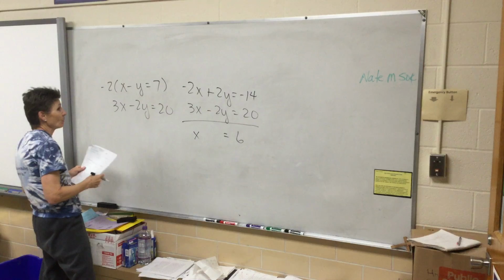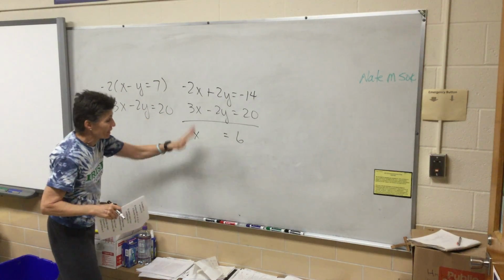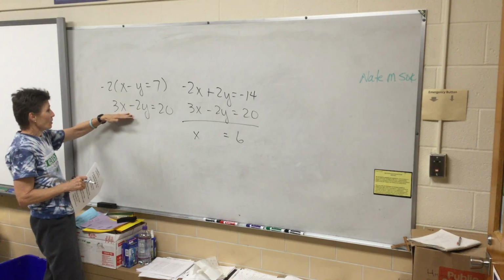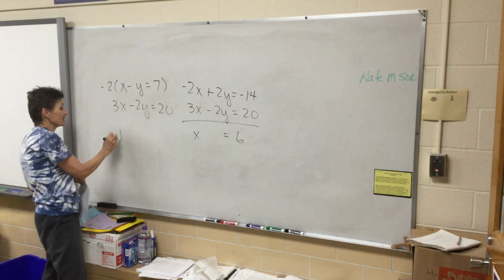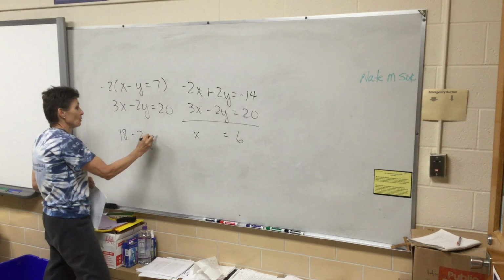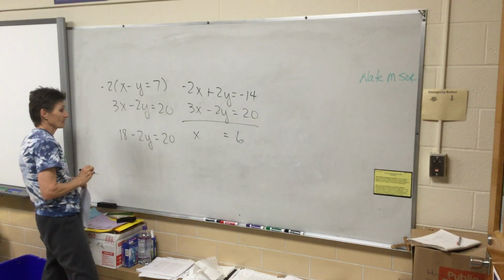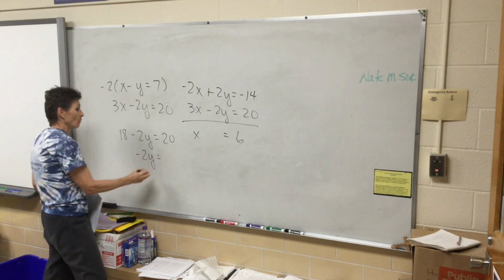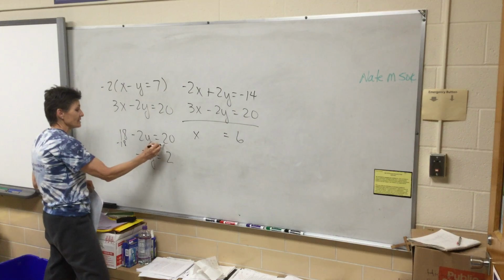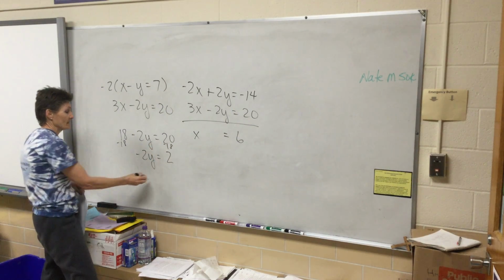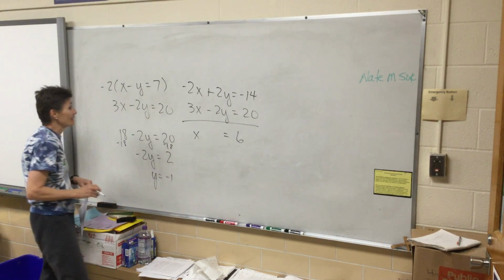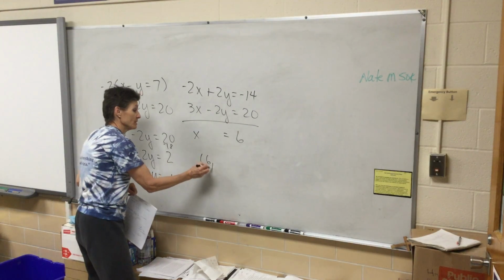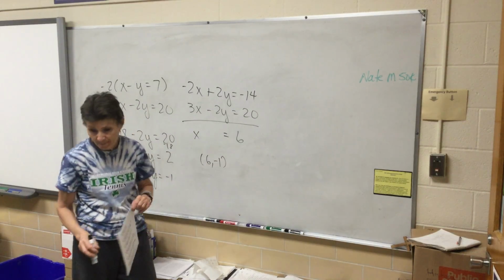Now I'm going to plug that in wherever I want. Anything written on the board I can put that into. I'm going to put it right here because I haven't done anything to this one. So 3 times 6, that's 18, minus 2y equals 20. Watch the negative now. Negative 2y equals 2. I'm subtracting 18 from both sides. So y actually equals negative 1. Okay, so my answer is 6, negative 1.